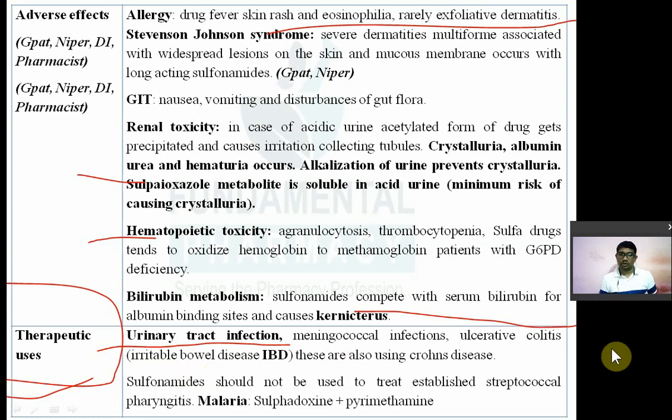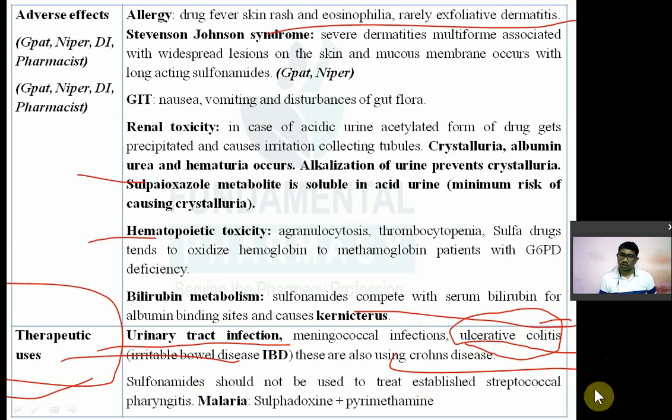Then meningococcal infection, ulcerative colitis. Obviously, it is also used in ulcerative colitis. Sulfasalazine is used in ulcerative colitis and inflammatory bowel disease (IBD). It is also used in Crohn's disease. Sulfonamides should not be used to treat established streptococcal pharyngitis. If there is a streptococcal infection in the respiratory tract, you should not use it, because of resistance. Streptococcus has a resistance to the sulfa drugs.